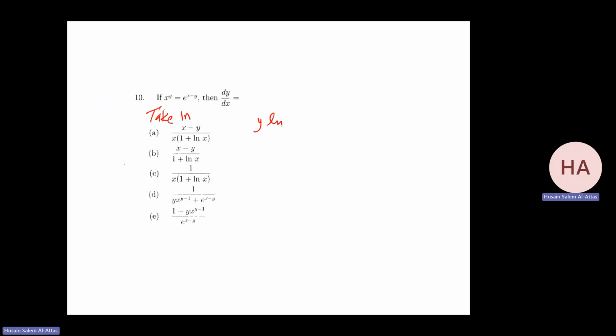I have y ln x equals x minus y. Now I need the implicit differentiation. The product of two functions. So I have y prime ln x, differentiating with respect to x: y prime ln x plus y over x equals 1 minus y prime.